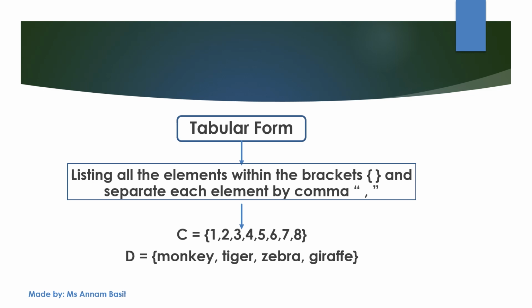Let's take another example. For example, say D. D is equal to {monkey, tiger, zebra, giraffe}. Okay. So I guess you may now differentiate between what descriptive and tabular form is. In descriptive, you describe the set in a sentence form, and in a tabular form, you actually write the elements between the brackets and separate them by commas.